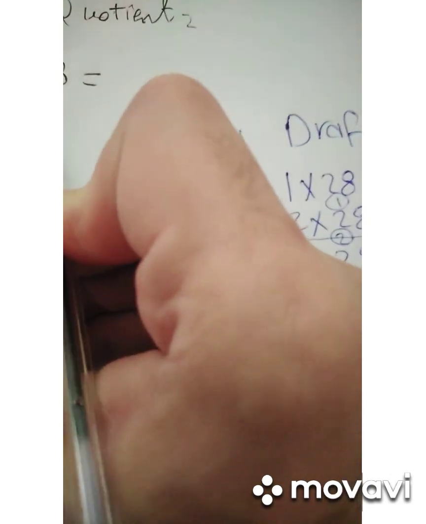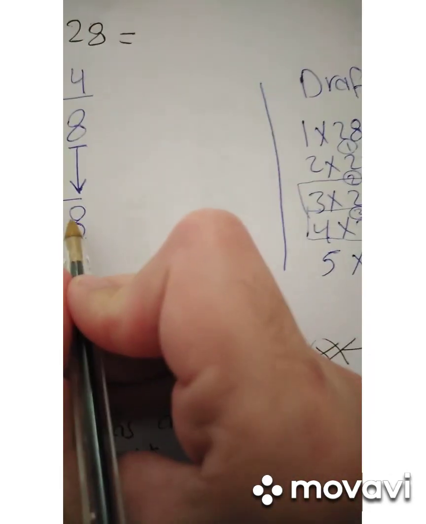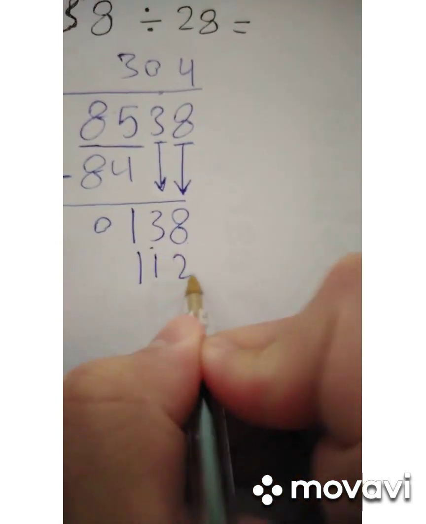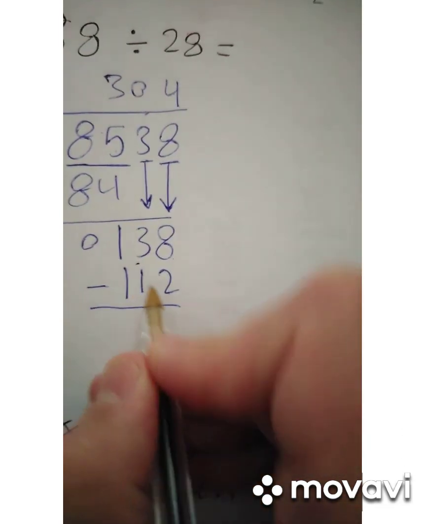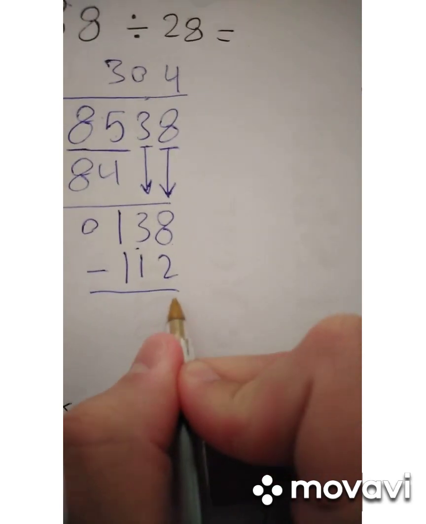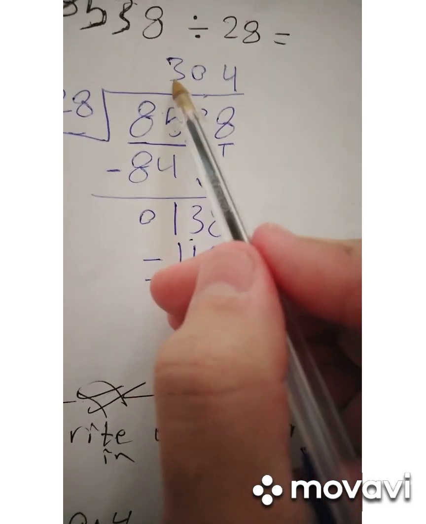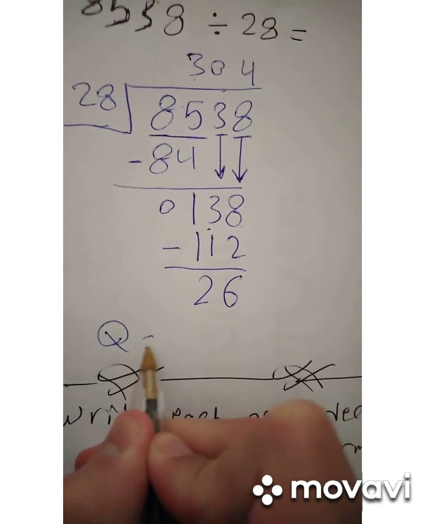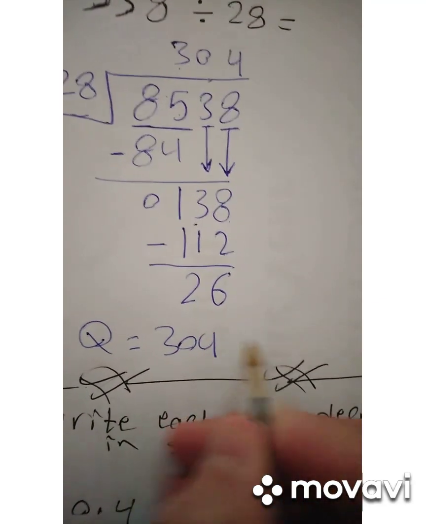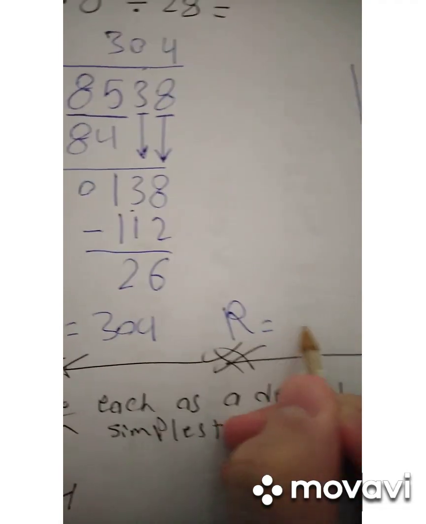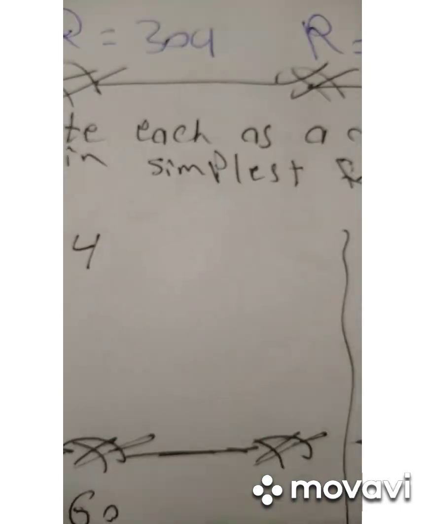So put 4 up, then multiply. The product is 112. So put 112, then subtract. It will be 8 minus 2 equals 6. 3 minus 1 equals 2. So our quotient equals 304 and the remainder equals 26.